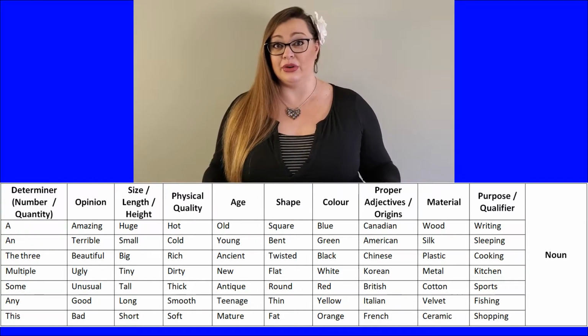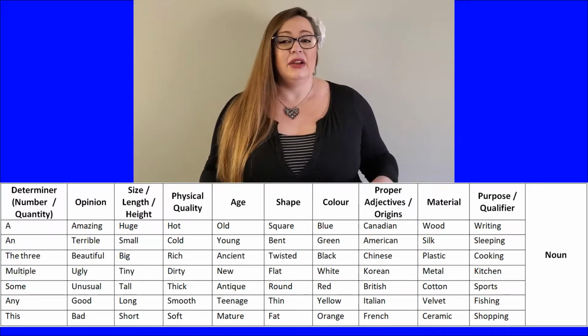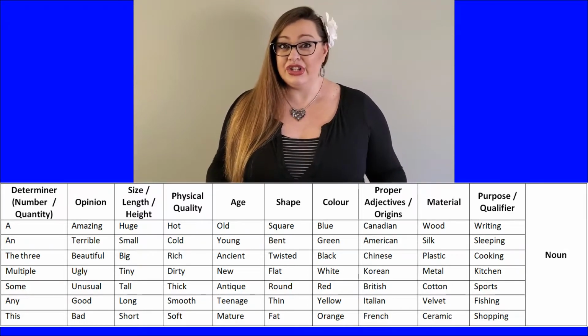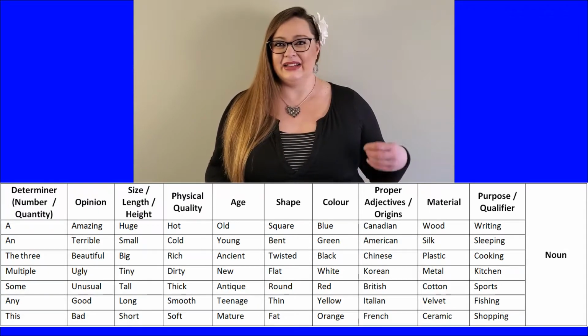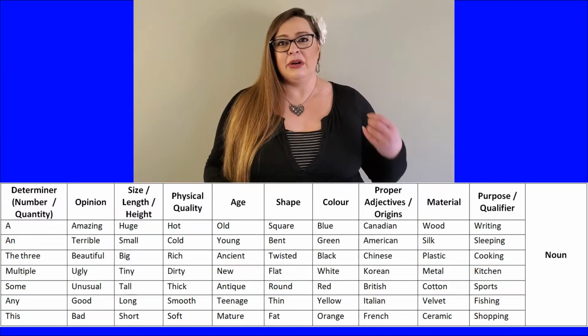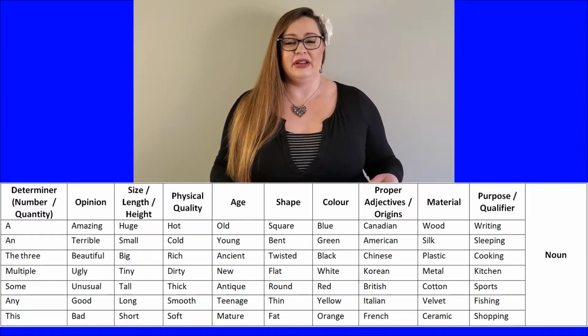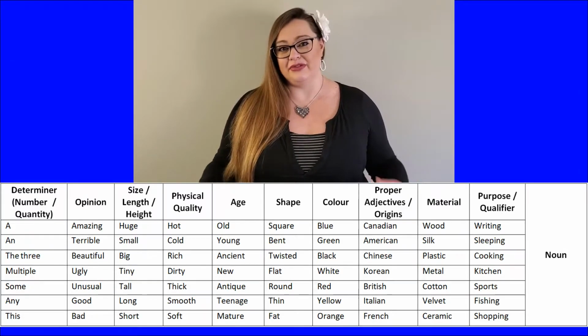Proper adjectives or origins can be words like Canadian or Chinese or British. Materials are words like wood, plastic, velvet, or silk. And the purpose or qualifier for the noun can be things like writing or sports or kitchen or fishing.